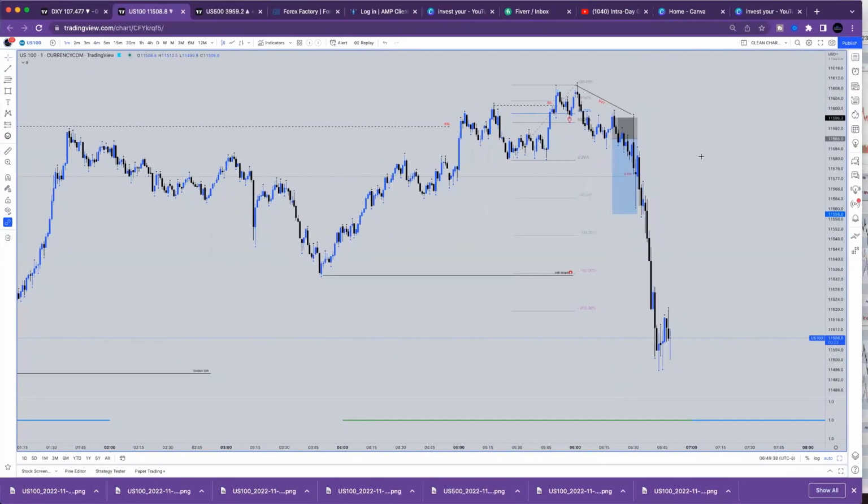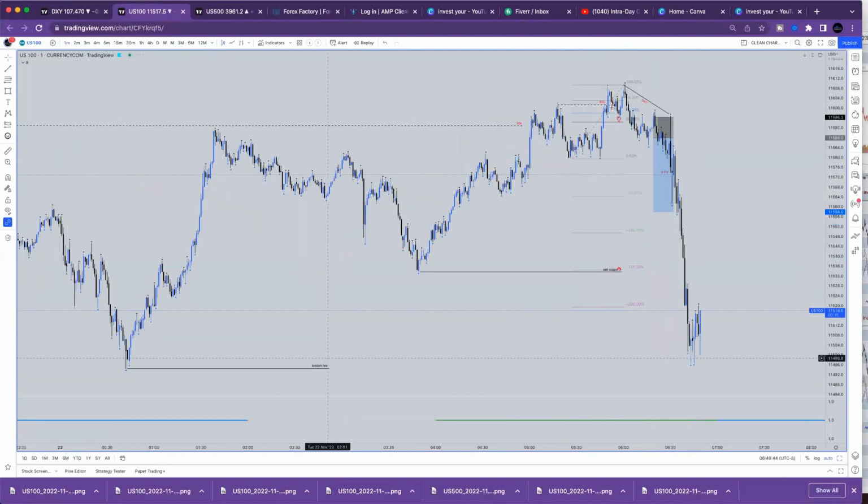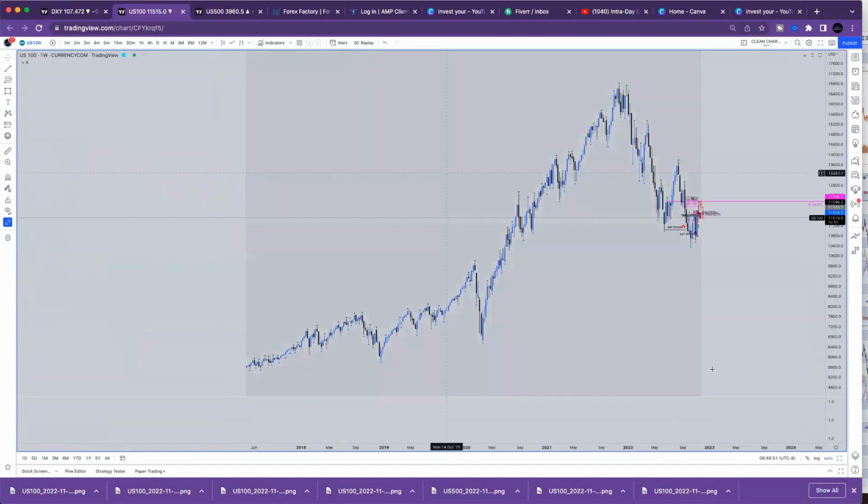Okay. So yeah, the logic I used behind this was the fact that we have been pushing higher. We're engaging buy side liquidity. Overall higher time frame bias is still bearish on the weekly chart. Okay. Just like in the other video, let's go look at the weekly chart.